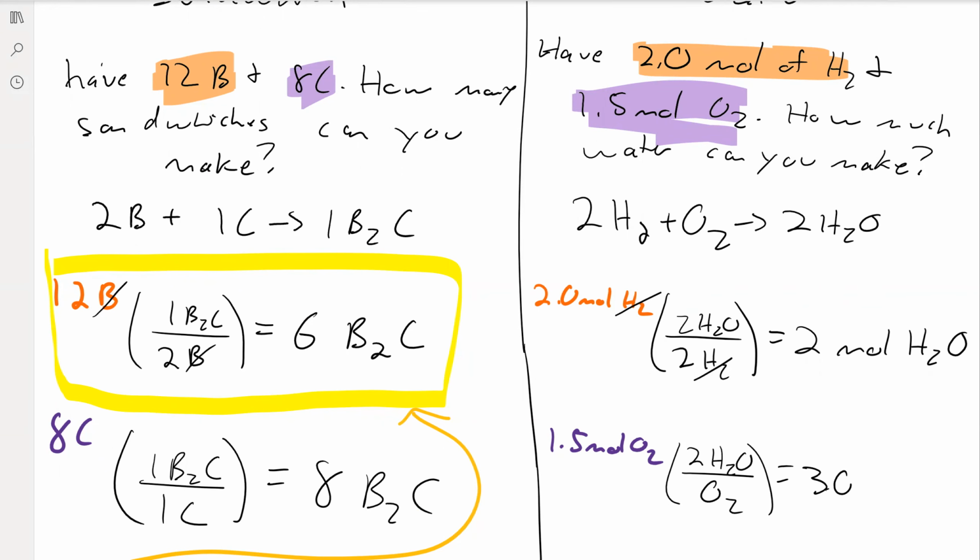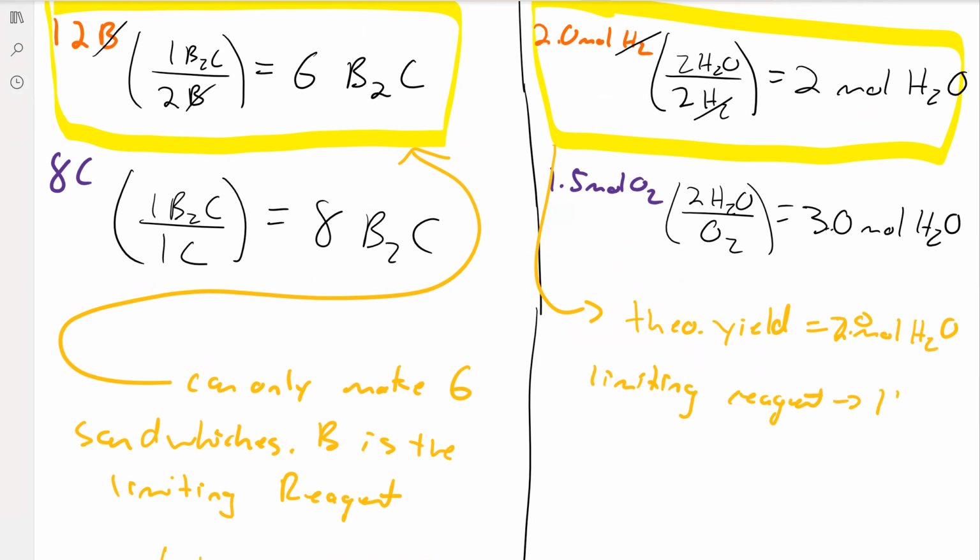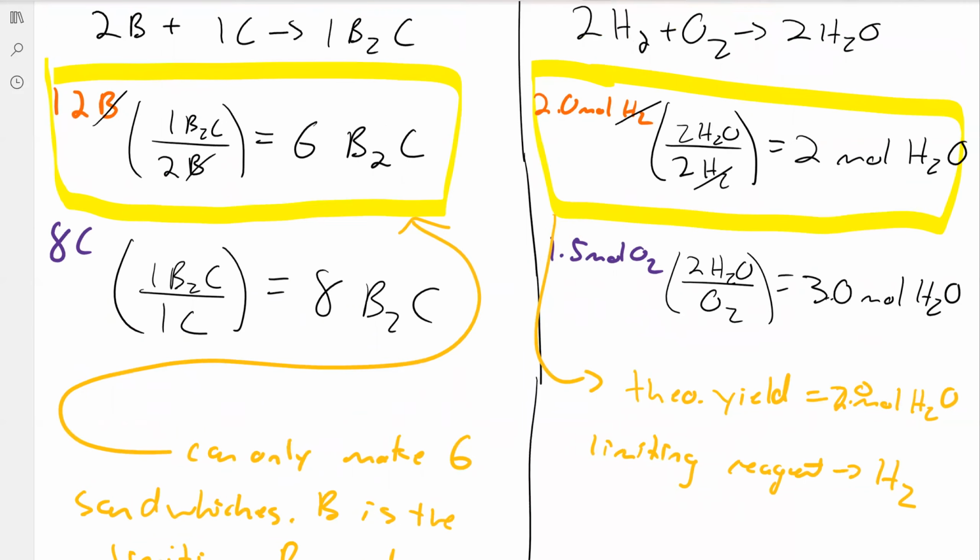3 moles of water. As we can see, 2 is less than 3, and so our theoretical yield is 2 moles of water. And then our limiting reagent is the H2, right? Once we're making this water, we're going to run out of hydrogen before we run out of oxygen. And at the end of the reaction, we're going to have theoretically 2 moles of water and then we'll have some leftover oxygen. So not too bad of a concept.